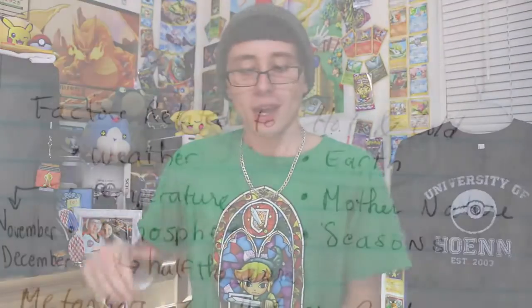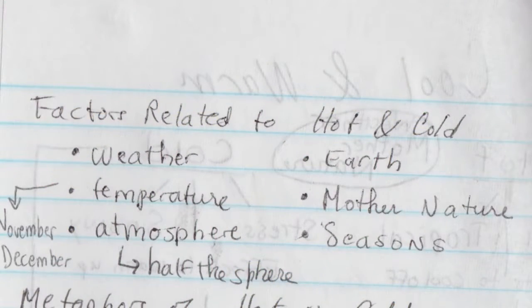The next thing we want to do is find factors related to the words hot and cold to use as a word bank for references. And remember, nothing has to rhyme yet. However, if you see some words or possibilities that sound like they could be cool rhyming words, and maybe it connects and you get a rhyming word right off the top, you write it down. Okay, so factors related to the words hot and cold. Weather, temperature, atmosphere, Earth, Mother Nature, and seasons. You can see that I made note of temperature rhyming with November and December, and atmosphere rhyming with half the sphere, relating to the Earth being a sphere. So that's something that we're definitely going to tie in the lyrics.